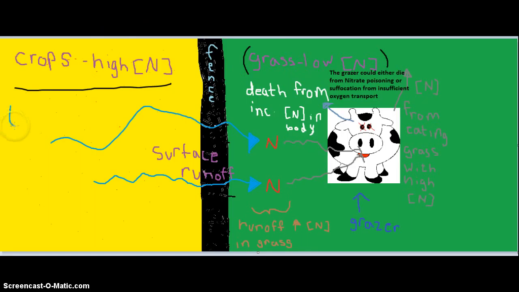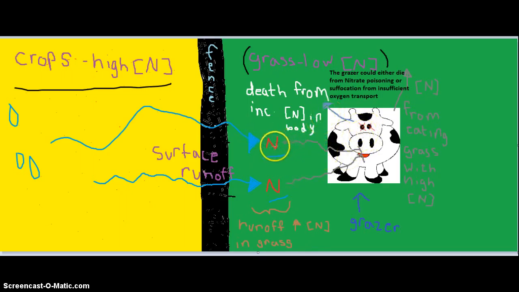Say we were to have rain or something. Some of this nitrogen that is just in the crops that doesn't get taken up by the plants is able to run off the surface and can be transferred over into this grass where we don't want it. Then this grass can now have a high nitrogen concentration in terms of nitrate and also nitrite, which can have harmful effects on the animal.